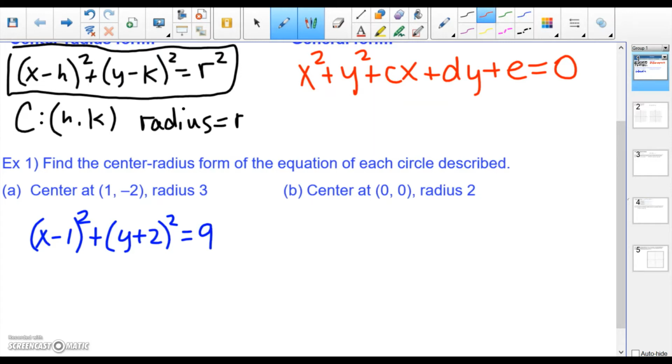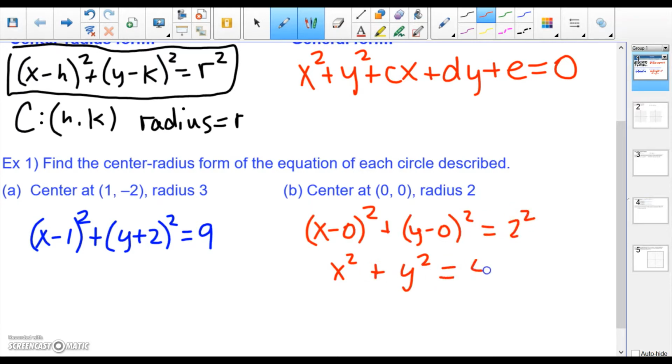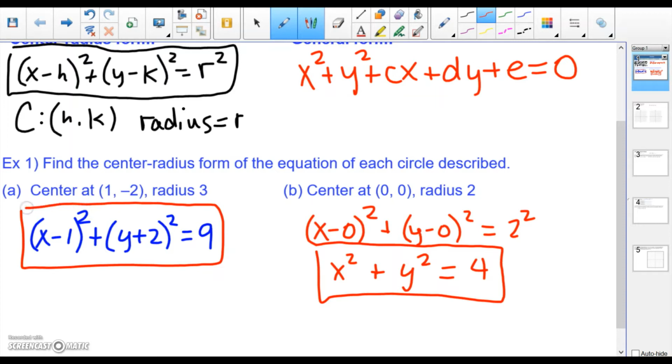So then the other one, we still want the center radius form. You'd have (x minus 0) squared, which of course is just x squared, plus (y minus 0) squared. Same thing, that's just y squared. And the radius is 2, so of course 2 squared is 4. So this equation is very important. This is a circle of radius 2 that's centered at the origin. This one over here is a little bit harder to see, but you've got a center at 1 comma negative 2 and a radius of 3.